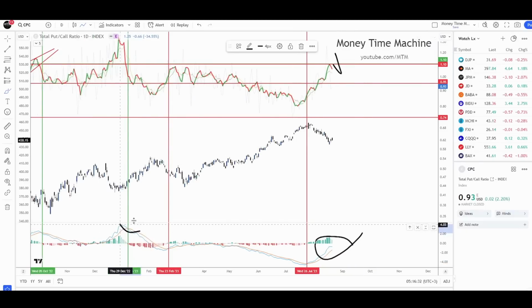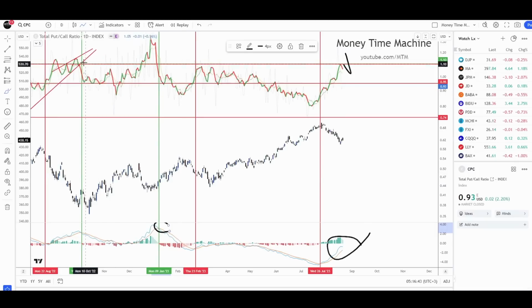Here's exhibit A. Boom, it marked the bottom perfectly. It went above 1.1, then came back down. We had a bearish cross on the PPO. It marked the bottom. Another example here, moved above 1.1. We had a bearish cross here. It marked the bottom amazingly well.